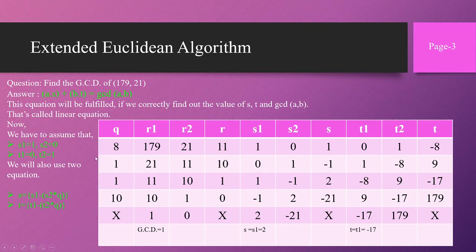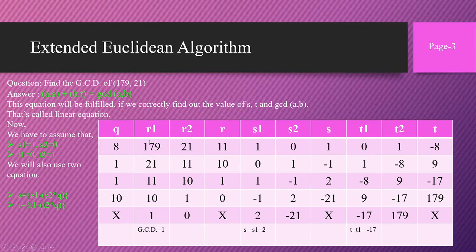So in the final line, we will again shift the value of R2 to R1, the value of R to R2, and then S2 will be stated as 1, the value of S will be stated as 2, the value of T2 will be stated as T1, the value of T will be stated as T2. We know that we cannot divide 1 by 0, so quotient will be cross, remainder will be cross. So S will be cross, T will be cross.